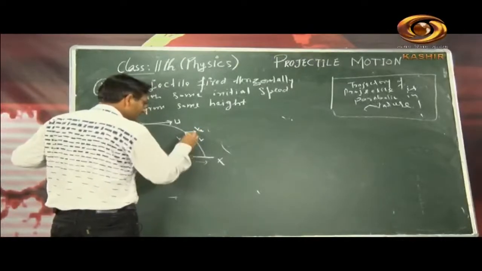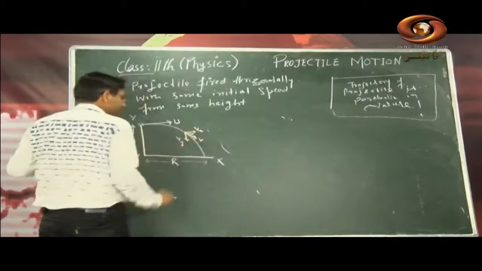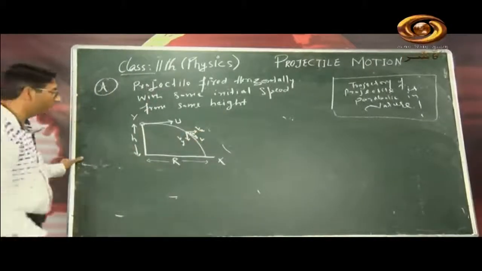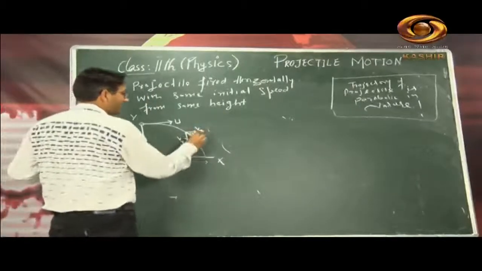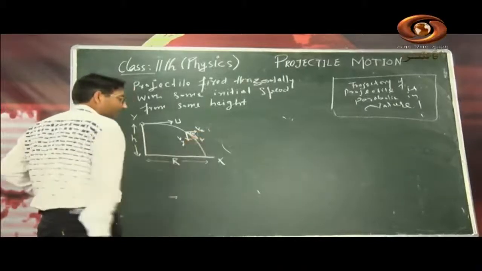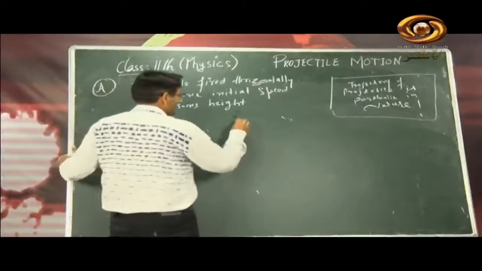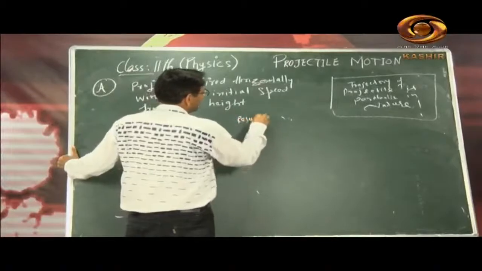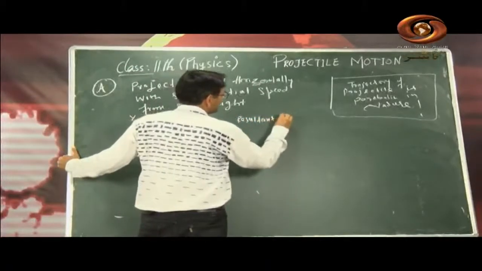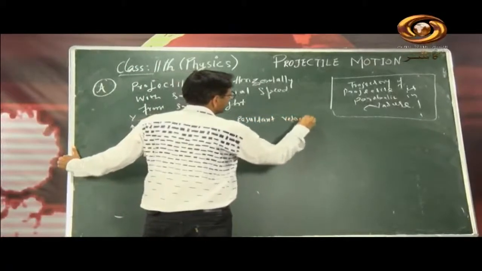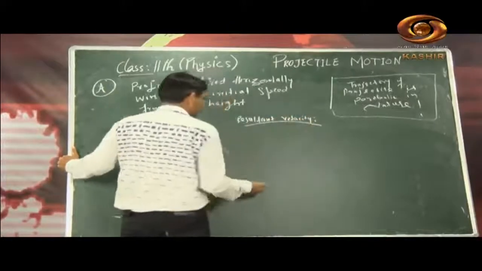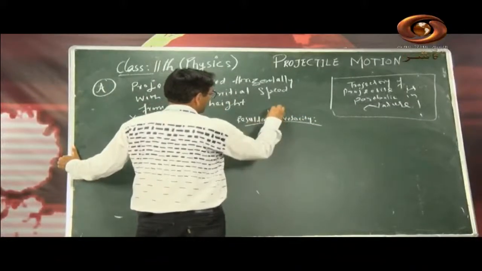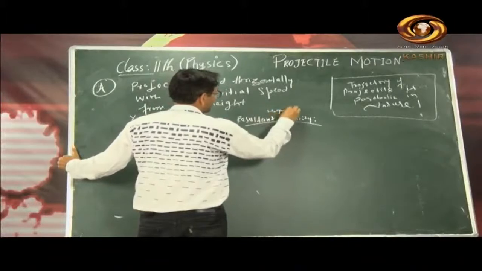Let it make theta with the horizontal direction. Fine. So it will be a parallelogram. It's not the triangle law, it will be the parallelogram law. Now we are calculating the resultant velocity. We will calculate only the magnitude of that resultant velocity.